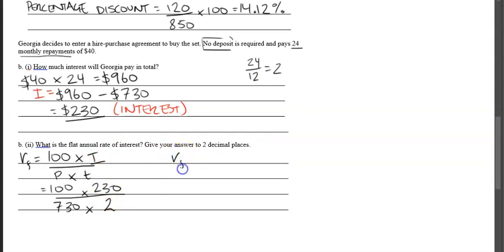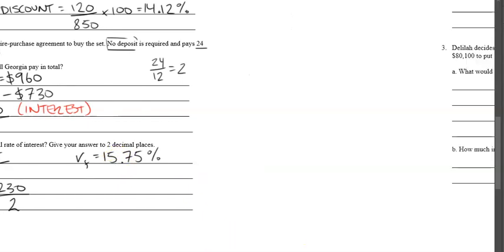When you calculate this, your flat rate ends up being 15.75%. Now, the next question is going to be looking at the effective rate, but I know as a ballpark it's roughly double the flat rate. So I'm expecting an answer that should be close to 30%.